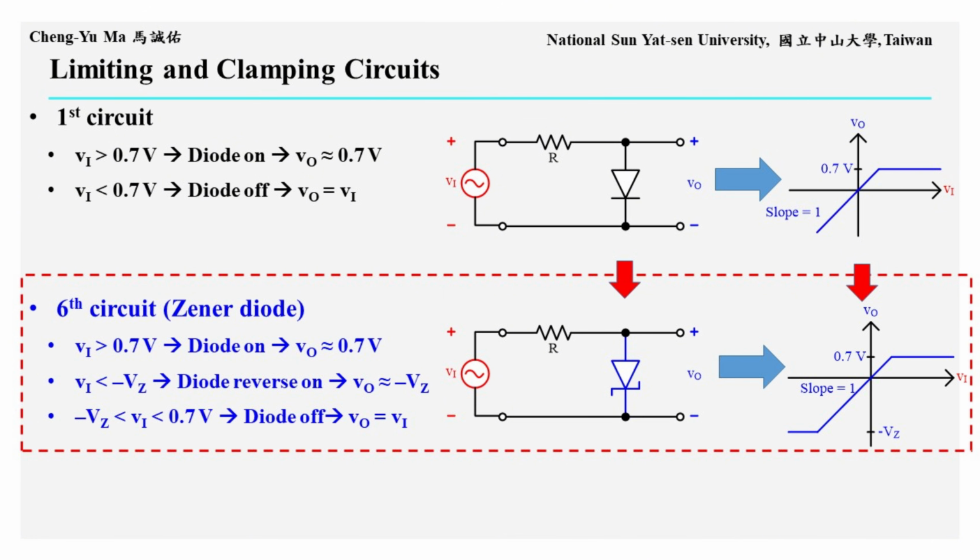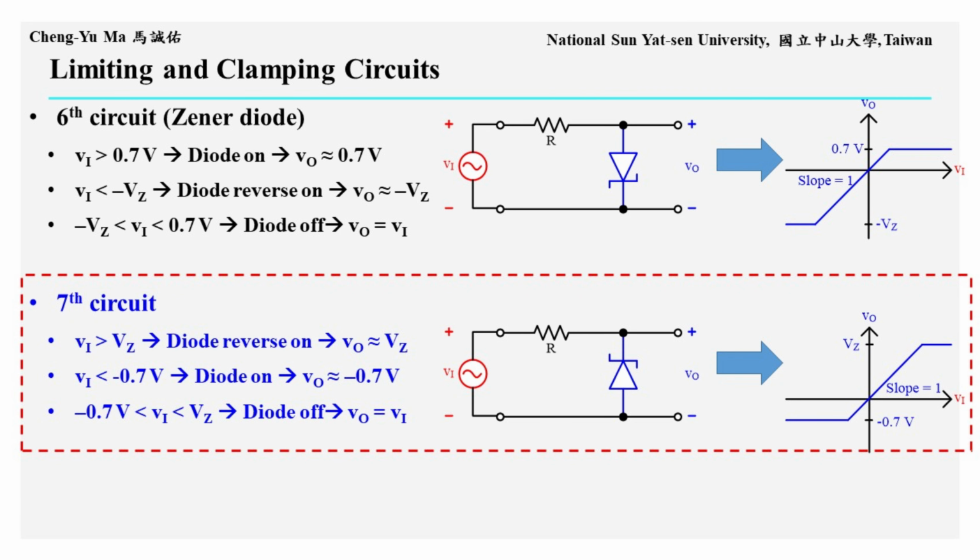For the sixth circuit, the transfer characteristic between VO and VI can be described as follows. When VI is greater than 0.7 volts, the Zener diode is forward biased and turns on, so VO is approximately 0.7 volts, just like a regular diode. For reverse bias, if VI is less than negative VZ, meaning it is more negative than negative VZ, the Zener diode conducts in reverse breakdown, so VO is approximately negative VZ. When VI is between negative VZ and 0.7 volts, the Zener diode is off and behaves like an open circuit, so VO equals VI.